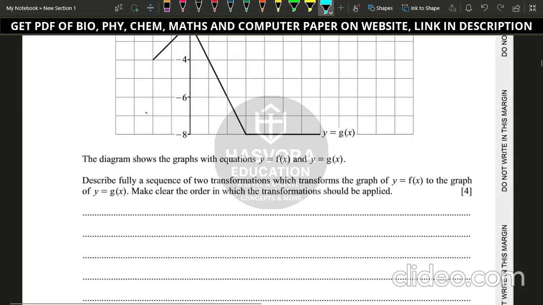So question number 1 says the diagram shows the graphs with the equations y equals f of x and y equals g of x. Describe fully a sequence of two transformations which transforms the graph of y equals f of x to the graph of y equals g of x, making clear the order. The order is important in this question. If you just switch the order, the transformation will change, and that is why the examiner will deduct marks.